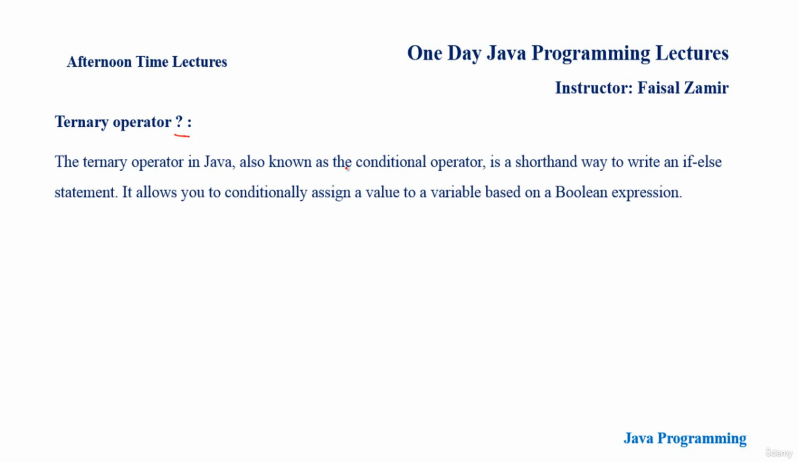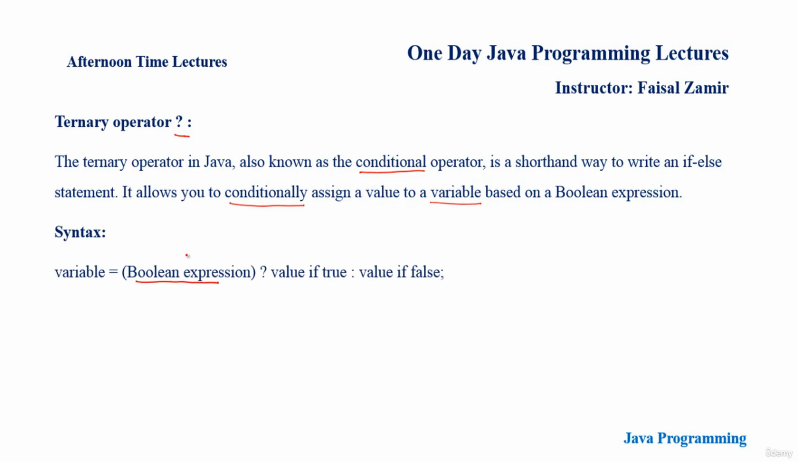The ternary operator in Java, also known as the conditional operator, is a shorthand way to write an if-else statement. This is a very easy method if you want to use an if-else statement in one line of code, an alternative method of if-else. It allows you to conditionally assign a value to a variable based on a Boolean expression. The syntax is any Boolean expression, for example, x is greater than y, x is equal to b. So any Boolean expression in which your answer will be in the form of true or false.